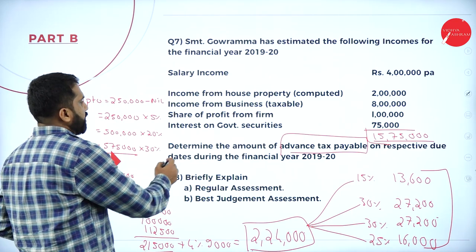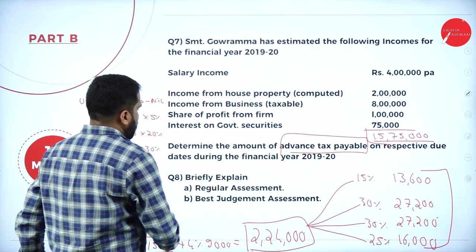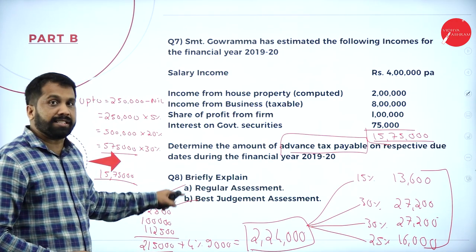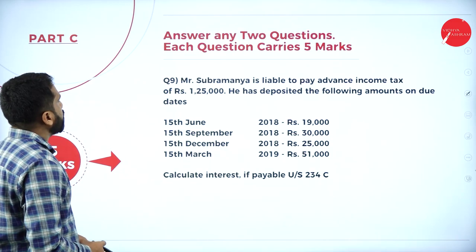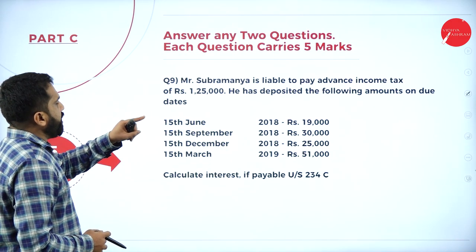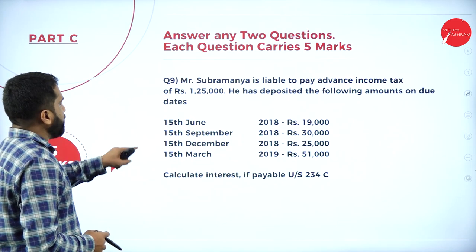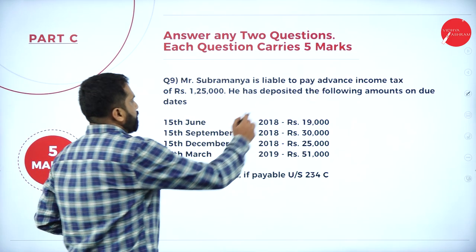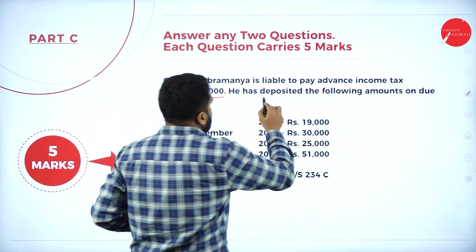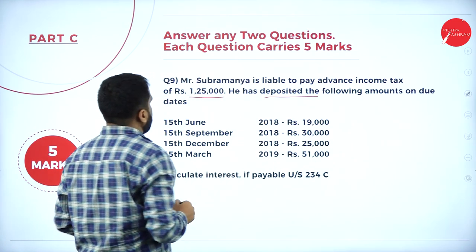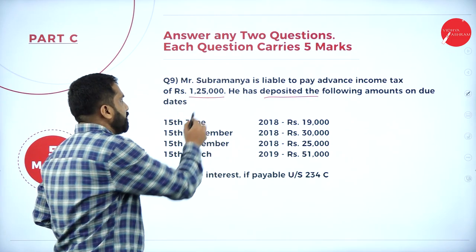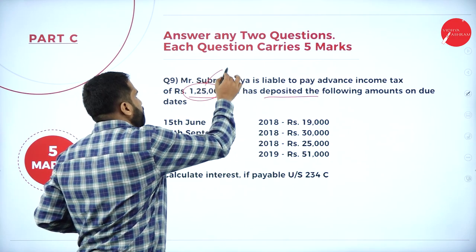Along with that, determine the advance tax. Briefly explain regular assessment, best judgment. I have given you the answer for this question. Answer any two questions. Subramania is liable to pay advance income tax. Advance income tax of 1,25,000 has been deposited as follows. What is the tax payable? 125. This is payable.